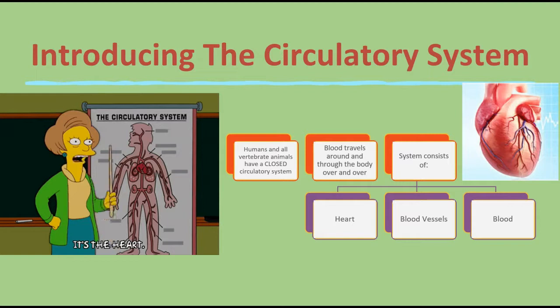There are three parts of the circulatory system. There's the heart, the blood vessels, and the blood.